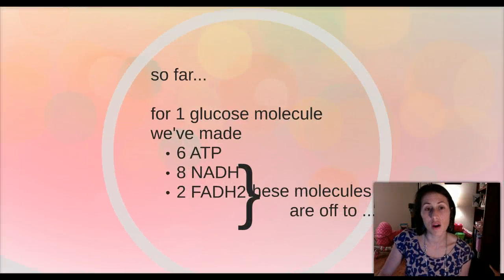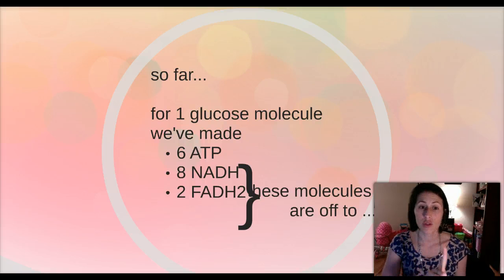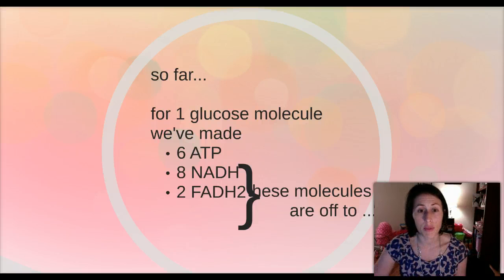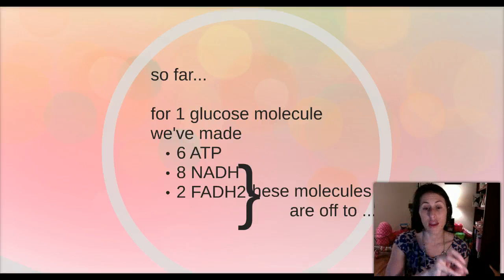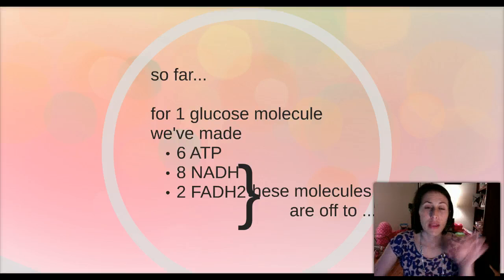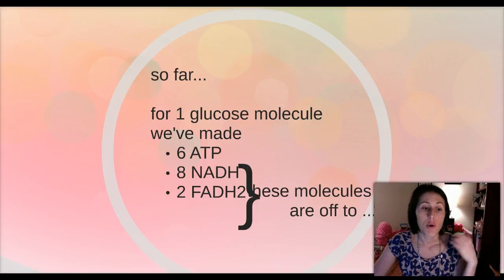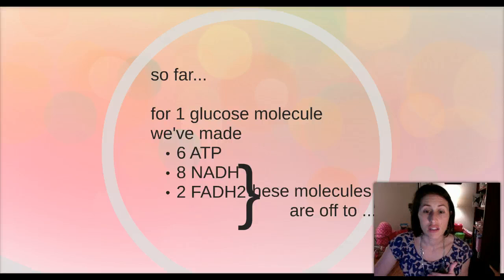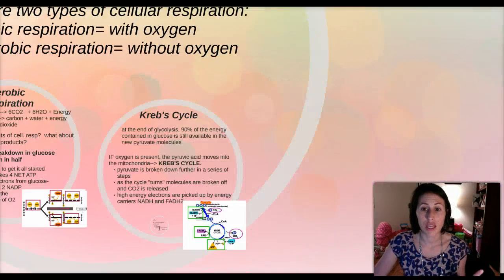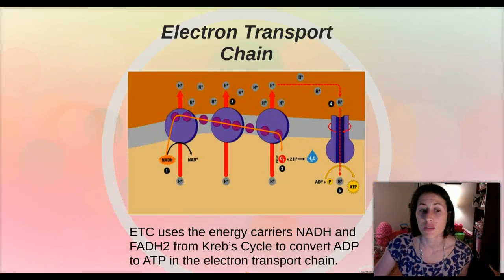All right, so far what have we made? For 1 glucose molecule, we've made 6 ATP, 4 from the glycolysis and 2 from the Krebs cycle. We've made 8 NADH, and we've made 2 FADH2. Now the NADH and FADH2 are going to be used in the next process that we're going to talk about. So we've made a little bit of that ATP energy, but we have made a lot of these electron carriers, and that's going to be really important in the electron transport chain.